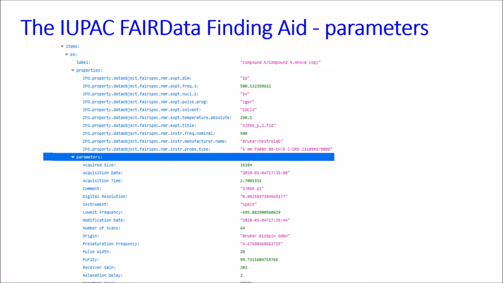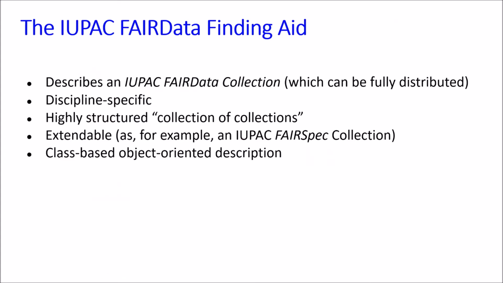The difference between the property and the parameters is that the properties are the ones that we feel basically need to bubble up into this finding aid so that these can be found within the collection. Again, we're focusing on the collection itself as opposed to individual broken out data sets.